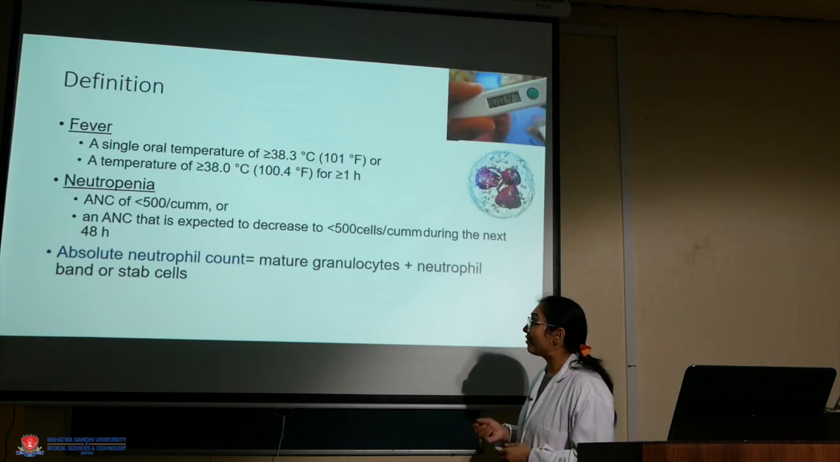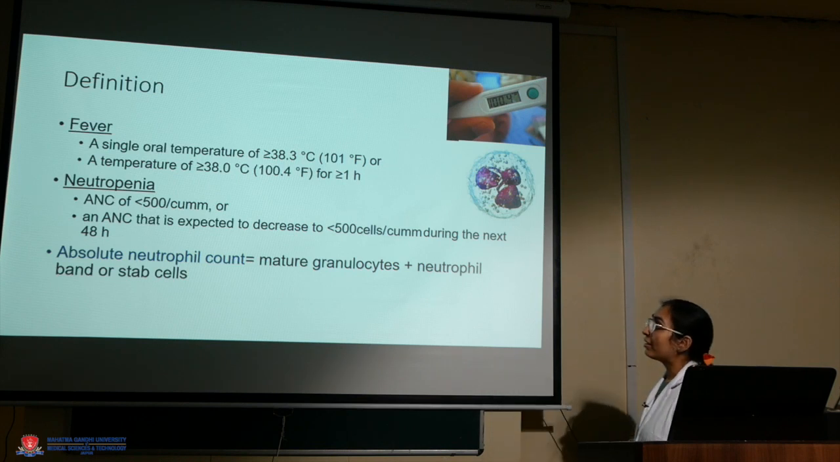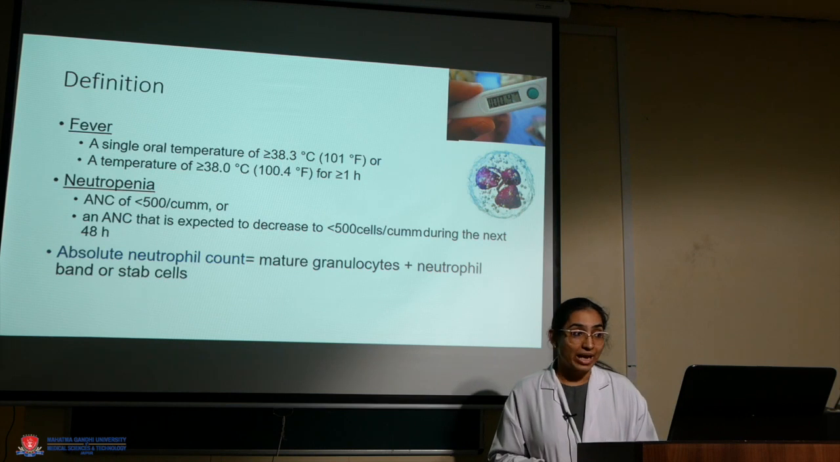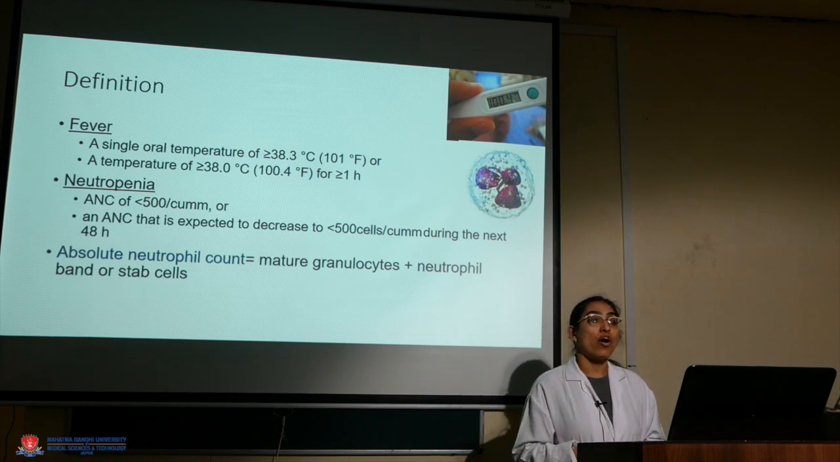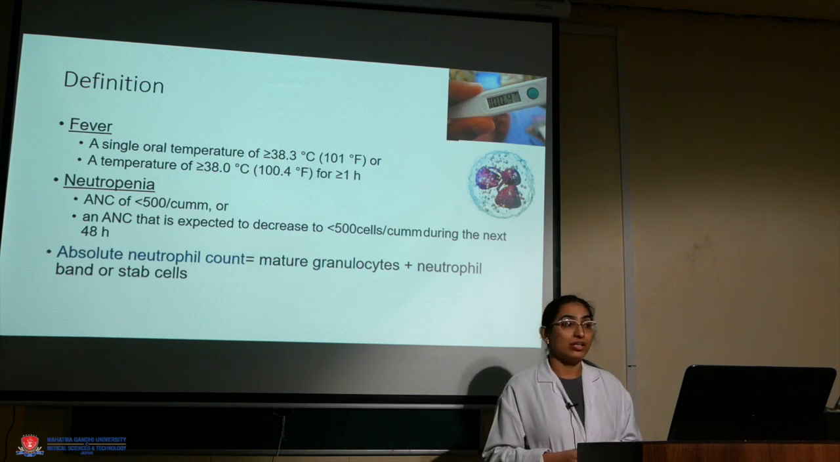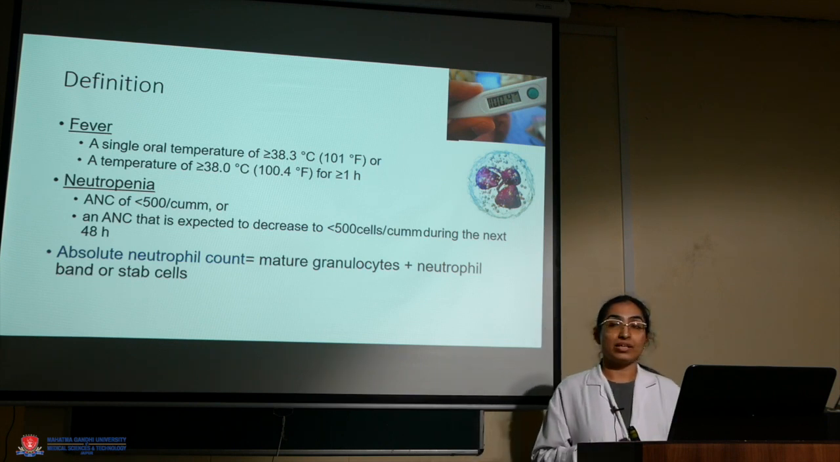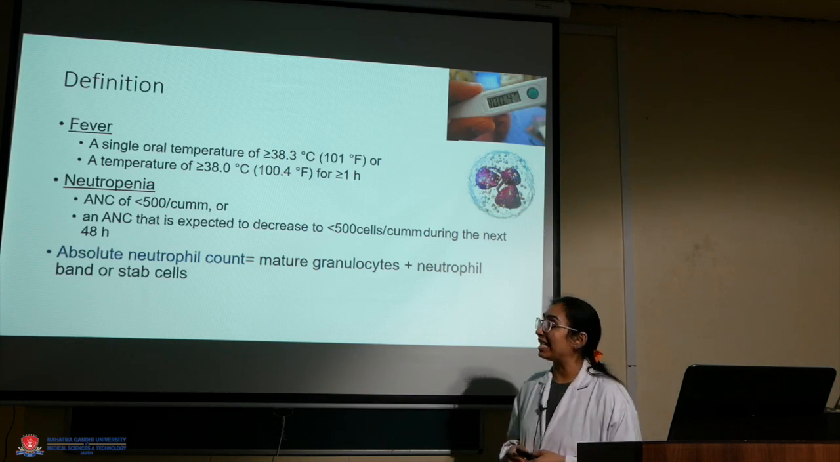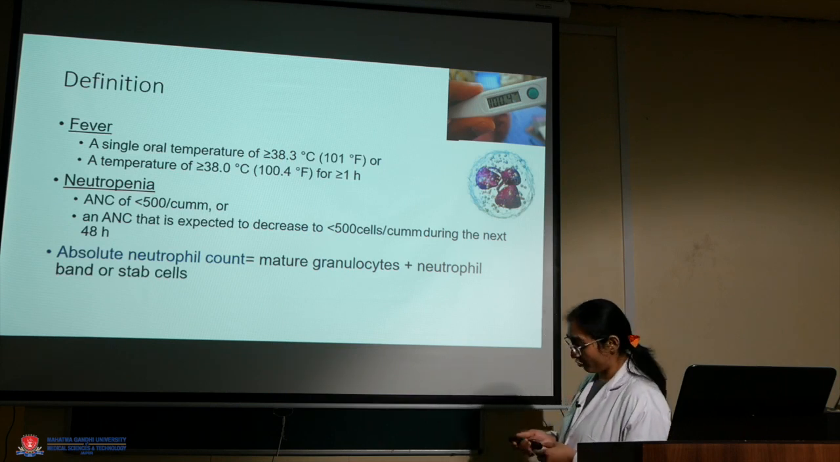So how do we define febrile neutropenia? Fever means any single oral temperature of more than 101 degrees Fahrenheit, or a temperature of more than 100.4 which is sustained for more than an hour. So either of these conditions is referred to as fever. And what do we mean by neutropenia? Neutropenia means ANC. ANC means absolute neutrophil count.